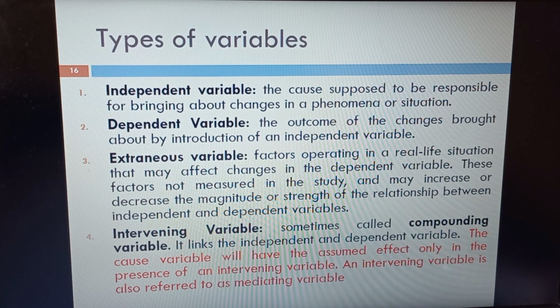outcome variable. Another is the extraneous variable: factors operating in a real life situation that may affect changes in the dependent variable, but these factors are not measured in the study and may increase or decrease the magnitude or strength of the relationship between independent and dependent variable.